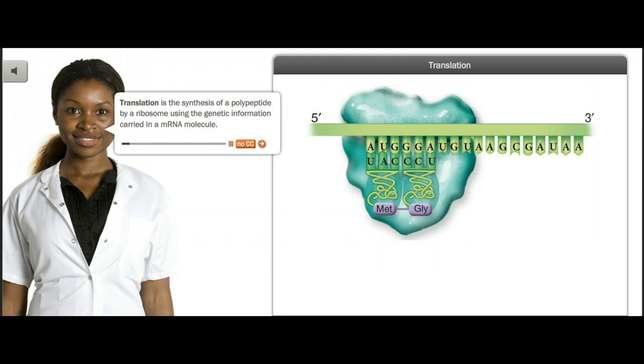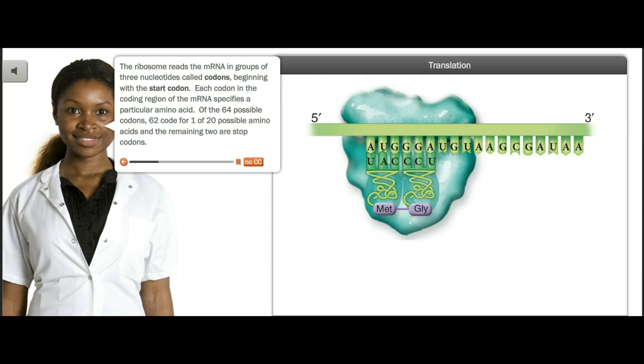Translation is the synthesis of a polypeptide by a ribosome using the genetic information carried in an mRNA molecule. The ribosome reads the mRNA in groups of 3 nucleotides called codons, beginning with the start codon. Each codon in the coding region of the mRNA specifies a particular amino acid. Of the 64 possible codons, 62 code for one of 20 possible amino acids, and the remaining 2 are stop codons.